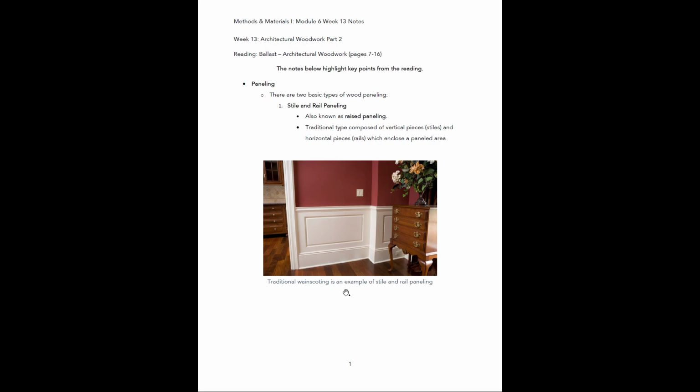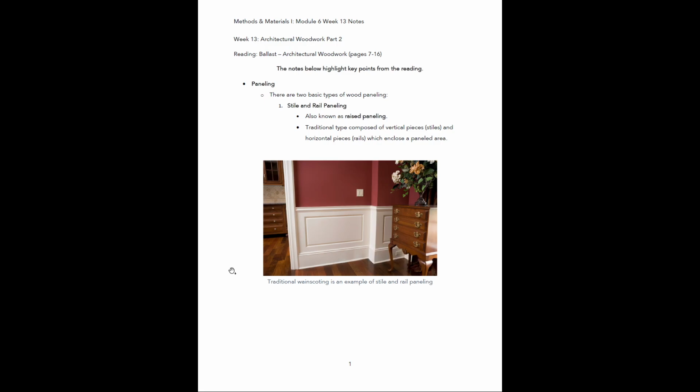Okay, so if we take a look at this image I have here, this is traditional wainscoting. You'll see this in a lot of maybe older houses or even some modern houses that have more of a traditional design aesthetic to them. But this is an example of raised paneling, and if we look at these side pieces here that are going vertically, those vertical pieces are called the stiles, and then these horizontal pieces above and below the panel are what are called the rails.